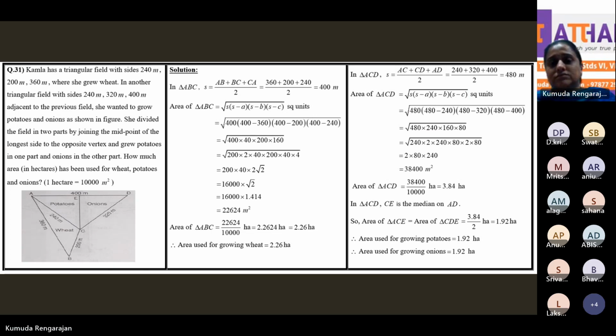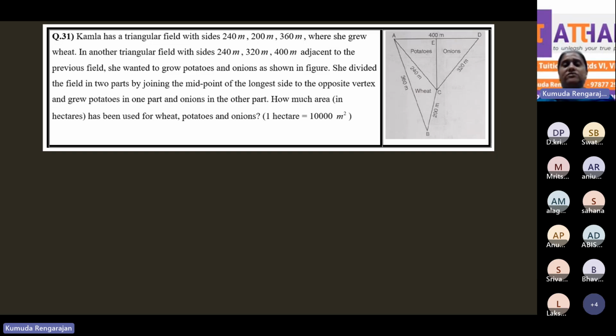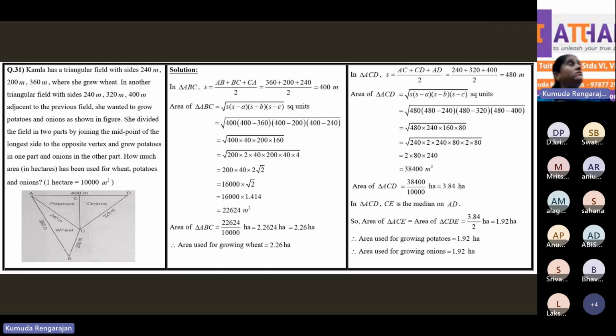And also you need to know that 1 hectare is equal to 10,000 meters square. If you say that you own 1 hectare of land, that means you have 10,000 meters square of land. Hectare is not a unit of length, it's a unit of area. 10,000 meters square is equal to 1 hectare. Take a picture, children.